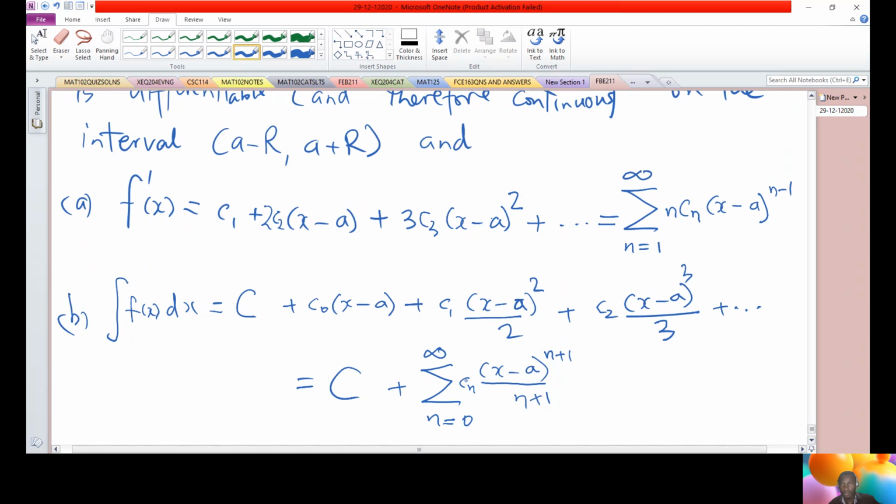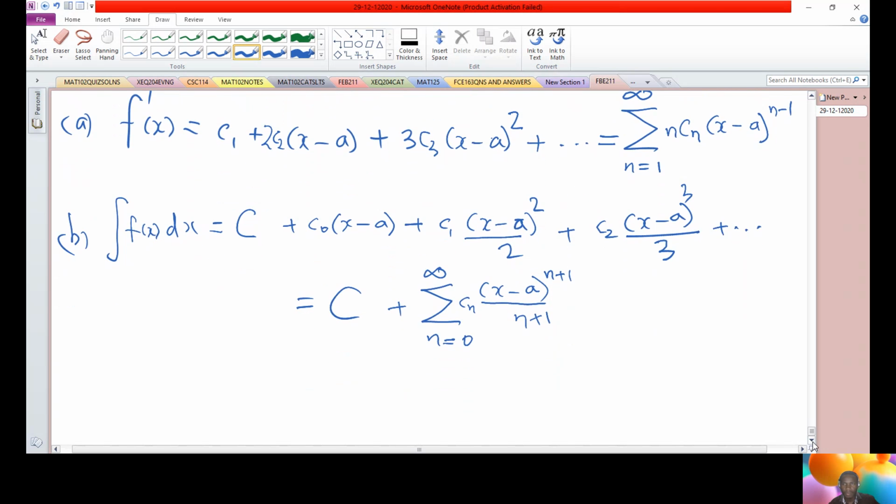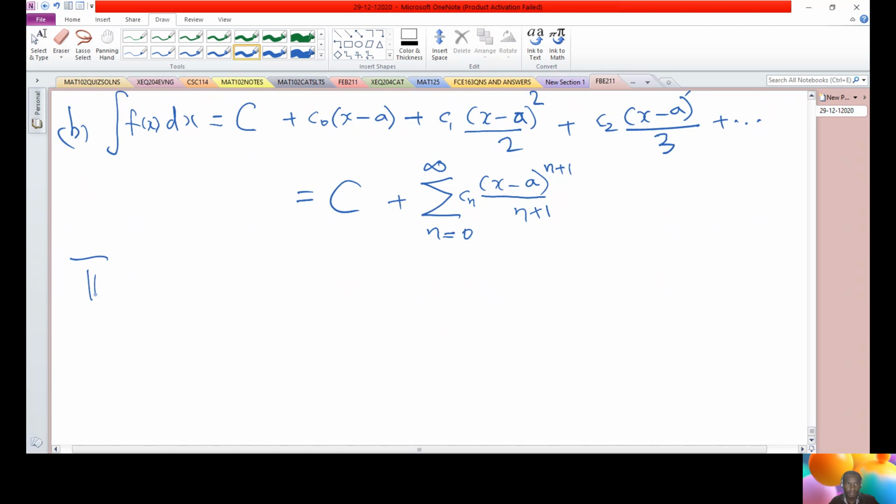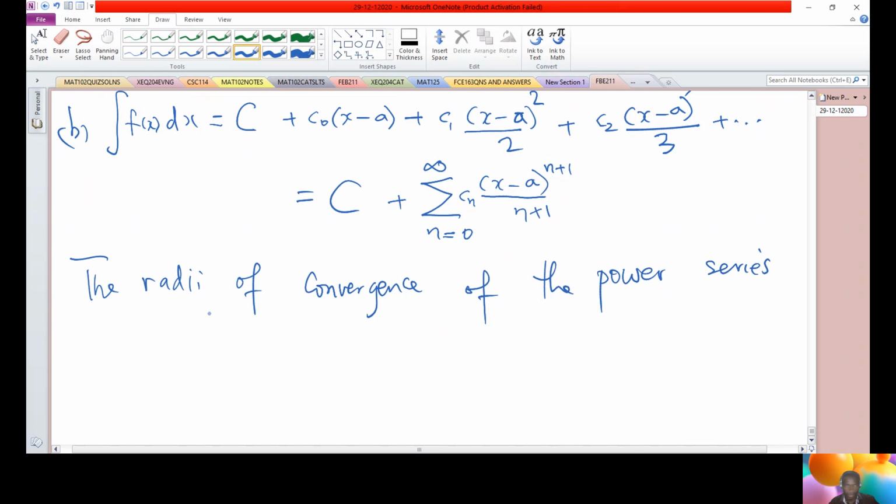Here capital C is the constant of integration. So the radii of convergence of the power series in A and B are both R. So you can integrate or differentiate the power series.